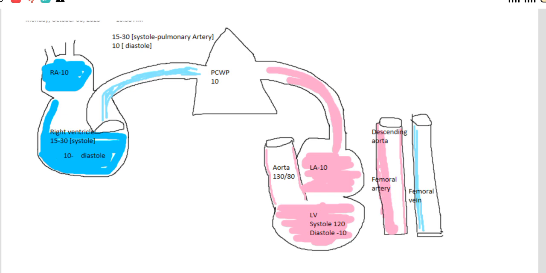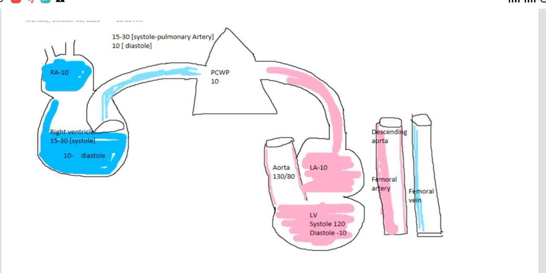Then in the right ventricle, considering the diastole, it's in the 10. And pulmonary artery also, diastole is within the 10. And pulmonary capillary wedge pressure also in the range of 10, and the left atrium also in the range of 10, and left ventricle diastole also in the range of 10. Sometimes 10 to 20. So altogether, all the diastolic pressures in the right atrium, right ventricle, pulmonary artery, left atrium and left ventricle, except the aorta, are within the range of 10.